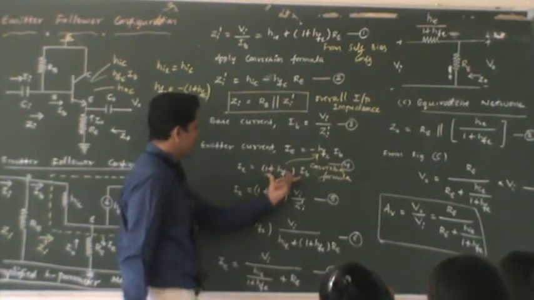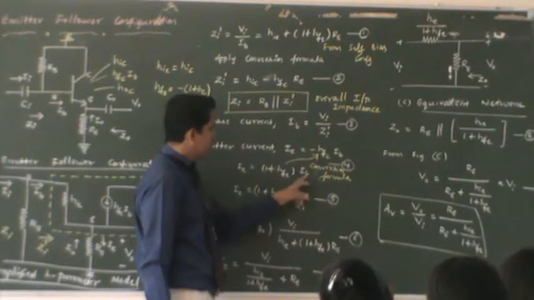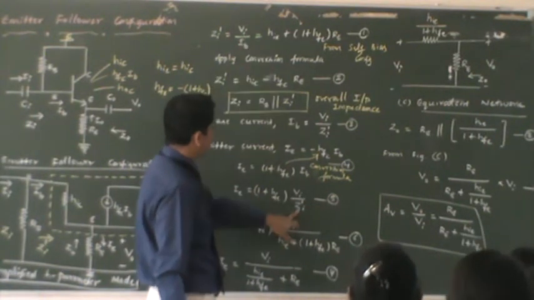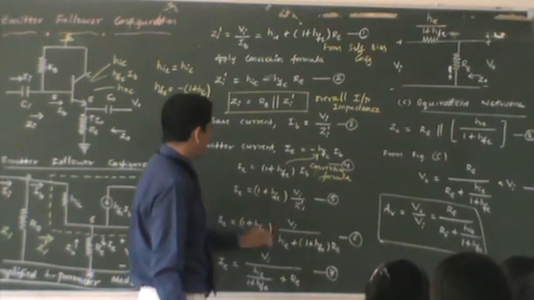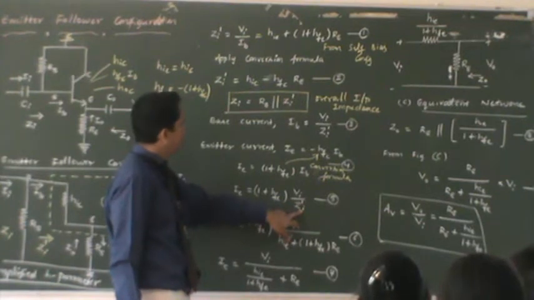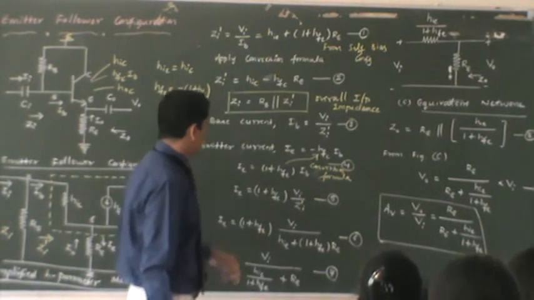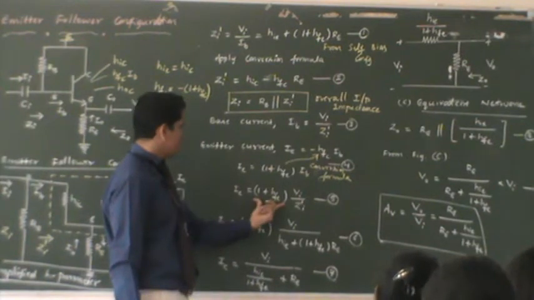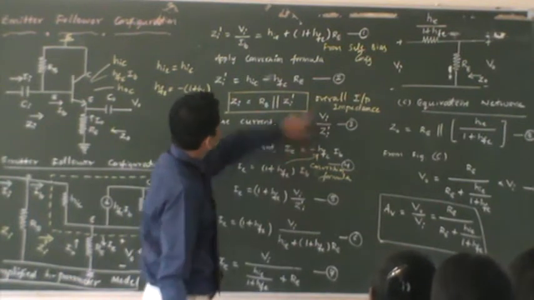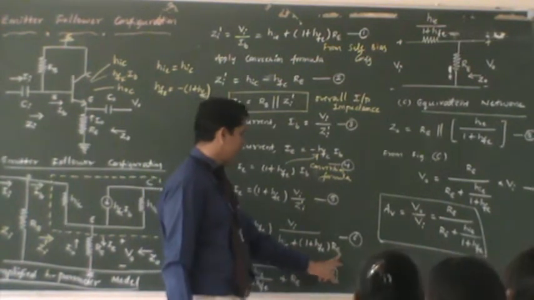But look here, the same expression has been continued. IE is equal to 1 plus HFE, we kept as it is, but in place of IB, we have substituted the same thing, VI divided by ZI dash from this equation 3. And you can see that now we can substitute again the formula for ZI dash which you obtained here. So IE becomes 1 plus HFE kept as it is, VI also kept as it is, but in place of ZI dash we substituted equation 1 which is HIE plus 1 plus HFE times RE.